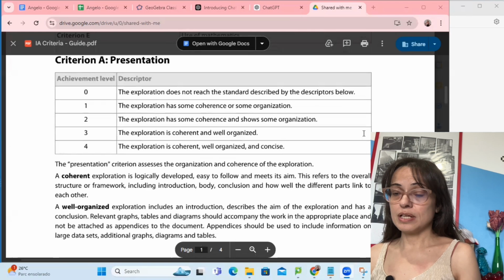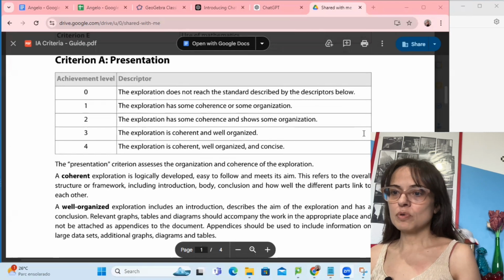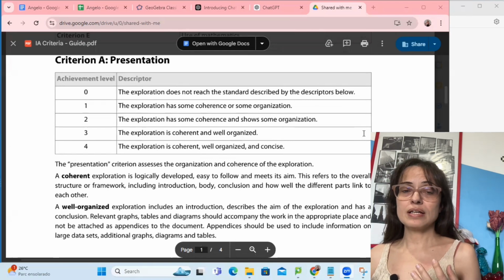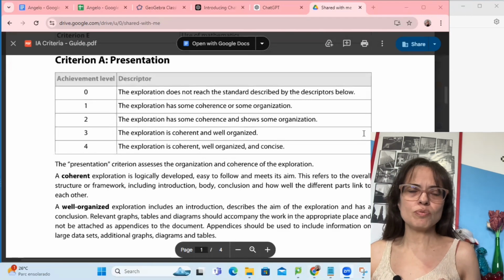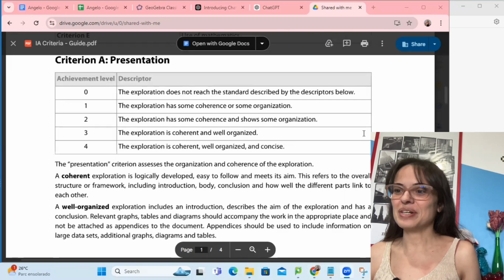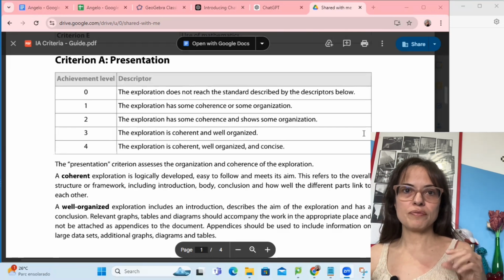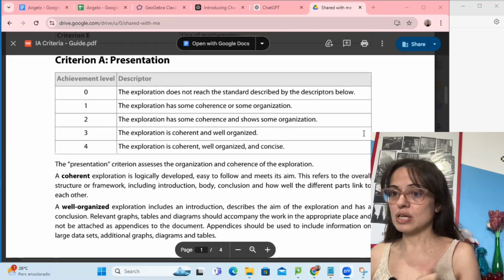Criteria A, presentation. The words to look for are coherence, organization, and conciseness. Coherent exploration is logically developed, easy to follow, and meets its aim. Easy to follow is like if you read it, give it to a friend to read. Can he understand what you're saying? If he can't, that's incoherent. And meets its aim. Did I meet my aim? My stated aim was to determine the optimal strategy. My concluding paragraph says what the strategy is, so yes, I did that.